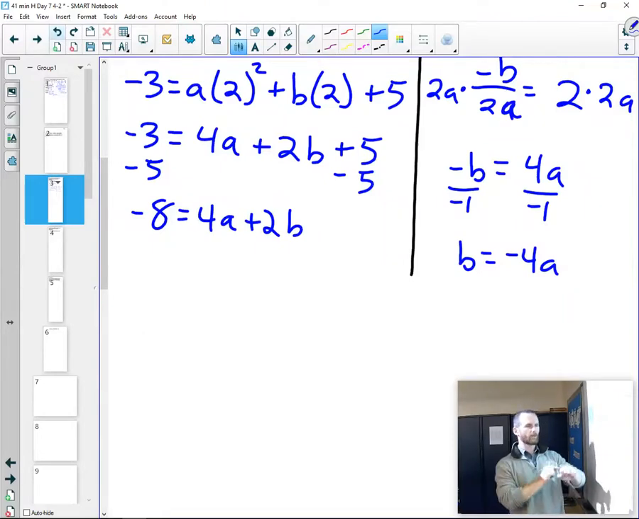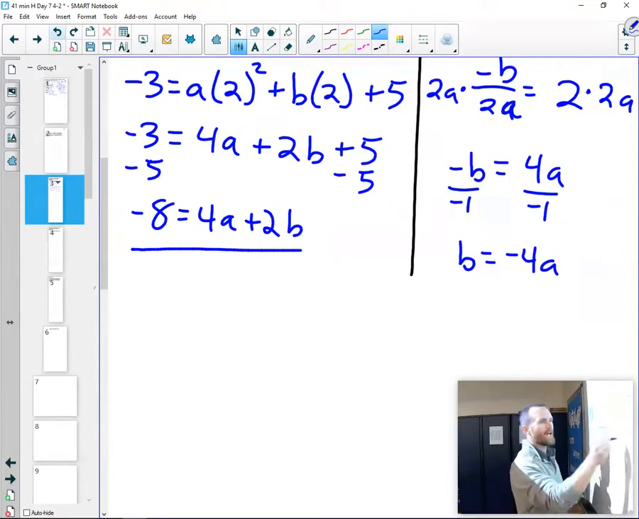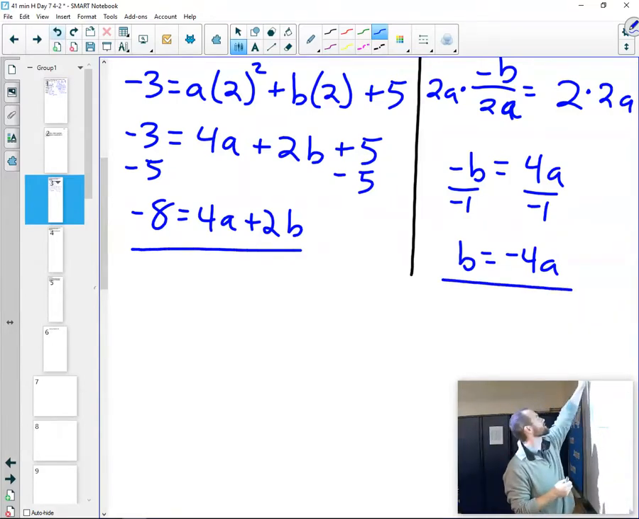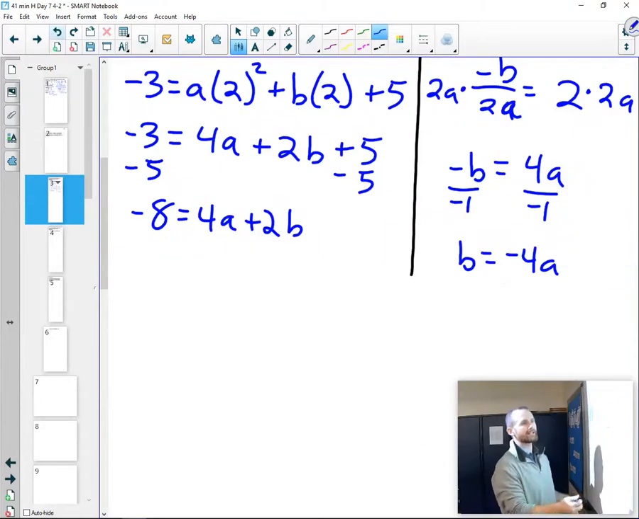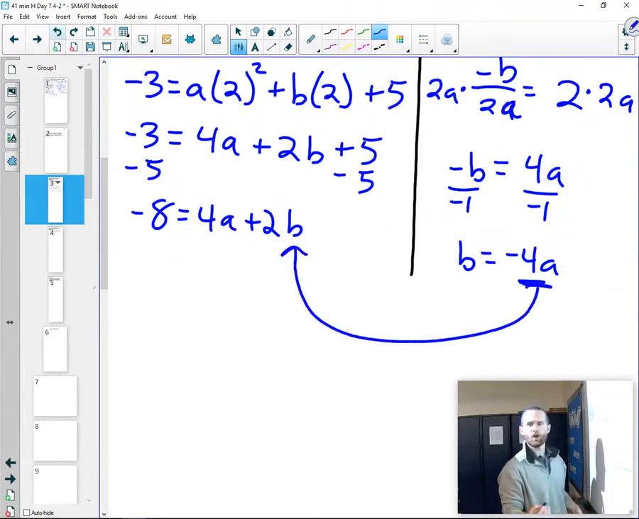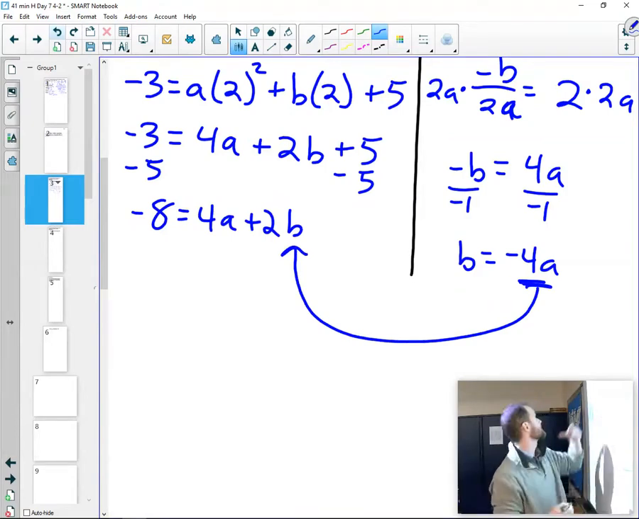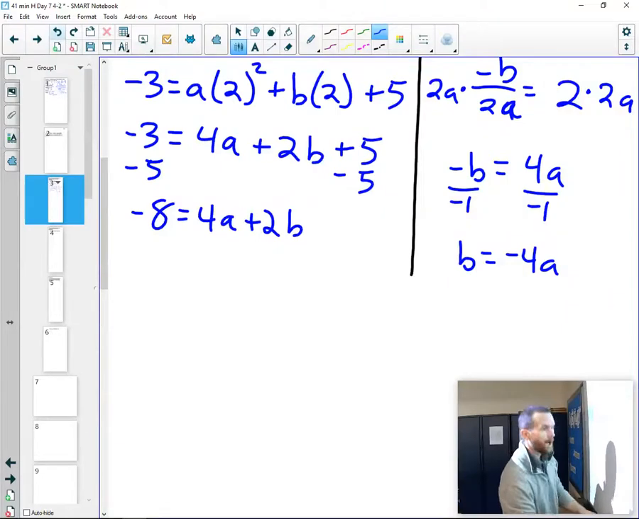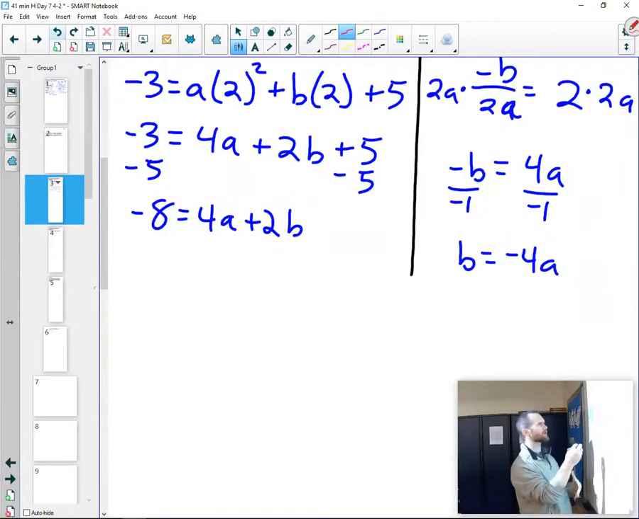Now that we have b equals -4a, we have two equations with the same two variables. Two equations with the unknowns b and a. So I can take this -4a and substitute it in for b because it equals b. And that's going to give us an equation with only one unknown. So let's do this in a different color to show that we're combining the two equations now.